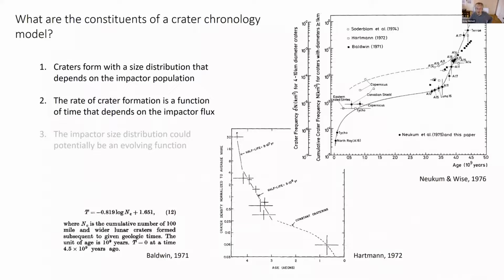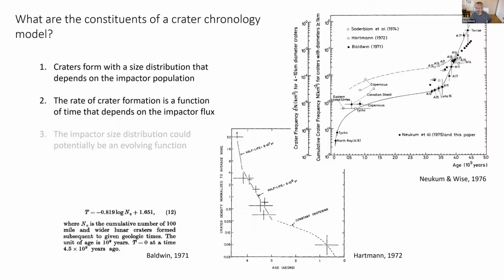So the second component that goes into understanding the accumulation of craters is to connect the crater formation density with the rate of crater formation. So to connect crater density with time. And obviously this depends on the rate of impacts occurring on the planetary surface.